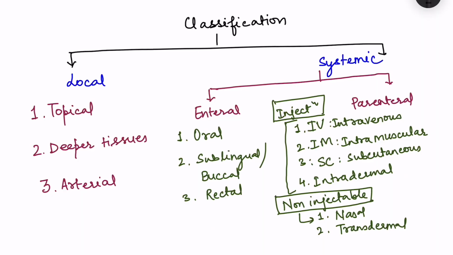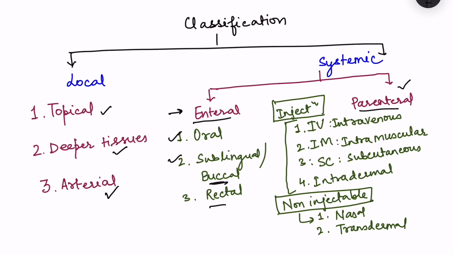So, in this also we have different routes of drug administration. In local we have topical, then deeper tissues, then arterial. Then in systemic we have enteral and parenteral. Enteral is the one which is given via the gastrointestinal tract. In this again we have oral, where the drug is swallowed. Then we have sublingual or buccal. Sublingual is where the drug is kept below the tongue, and buccal is where the drug is kept between the gum and the cheek. And then we have the rectal route.